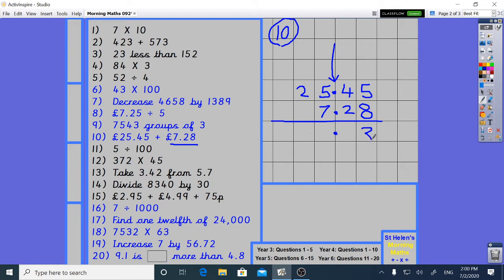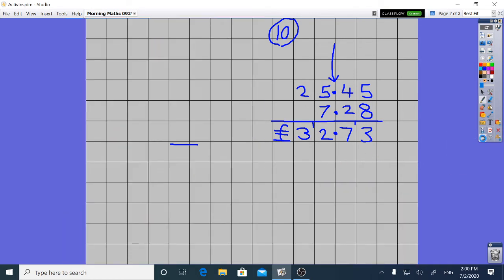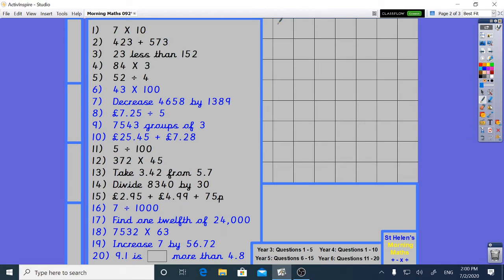5 plus 8, 13. 4 plus 2 plus 1, 7. 5 plus 2, 5 plus 7, 12. 2 and a little 1, 3. £32.73. Plus makes things bigger. £25 and some pence, plus £7 and some pence. £32.73. And we're on year 5. Whoops. We need that. Year 5.